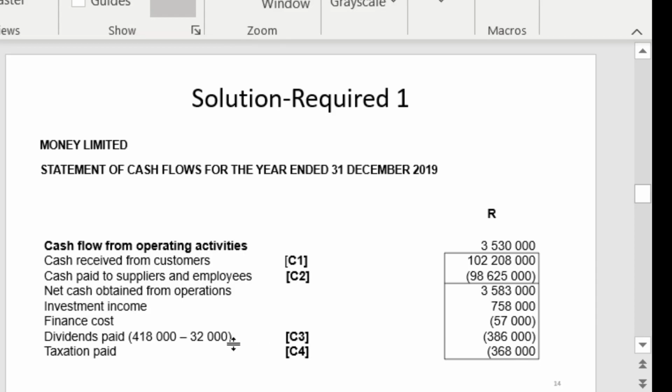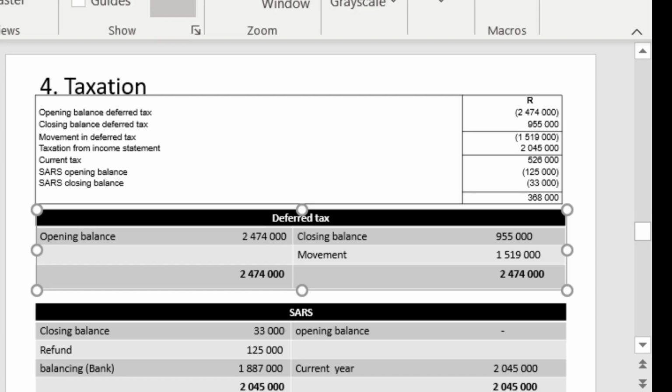They even show it here in the calculation on the face: 418,000 less 32,000, what I did in calculation number 3. I wanted to explain how it is calculated. Next, we're going to look at the taxation paid. We need to calculate how much tax was paid in cash. In order to do that, there are 2 ways again. We can use the T accounts, or you can use this format. For explanation purposes, I'm going to use the T account.